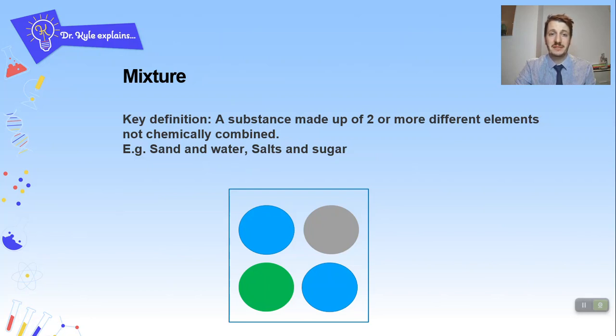So most substances are in fact mixtures. Now I've identified that down the bottom here. As you can see, we've got two blue circles down there, so that would be an element. And then we have a grey circle and a green circle. Now none of them are touching, so they are not chemically bonded together, but they are all jumbled up, and so therefore it is a mixture.